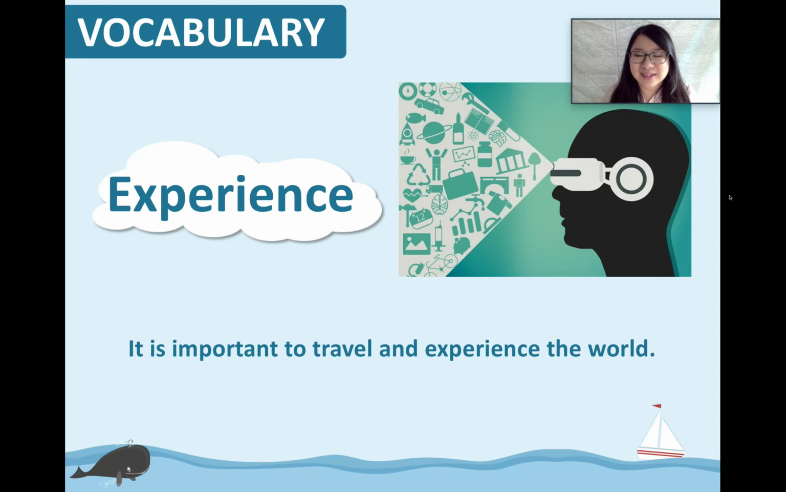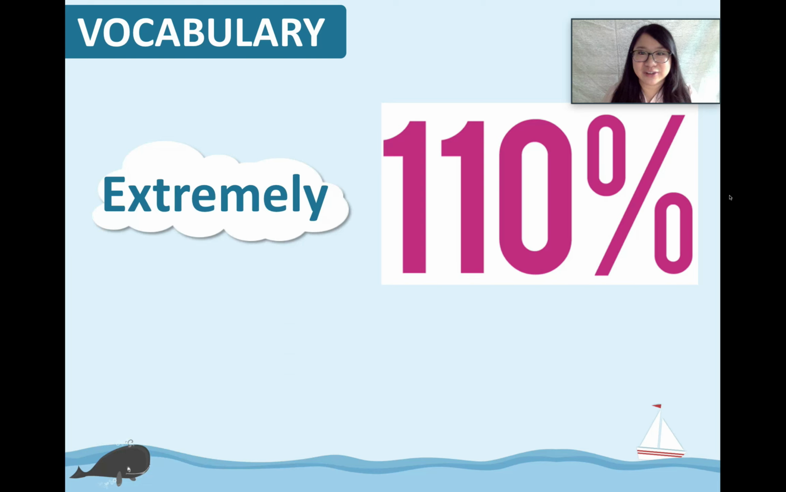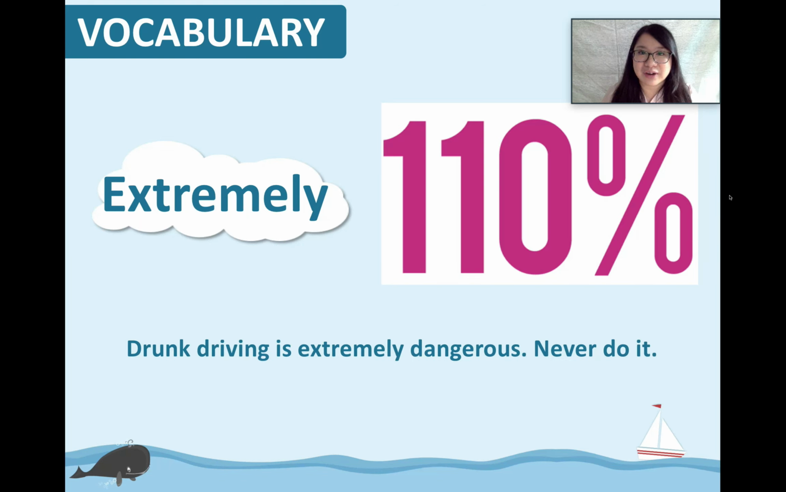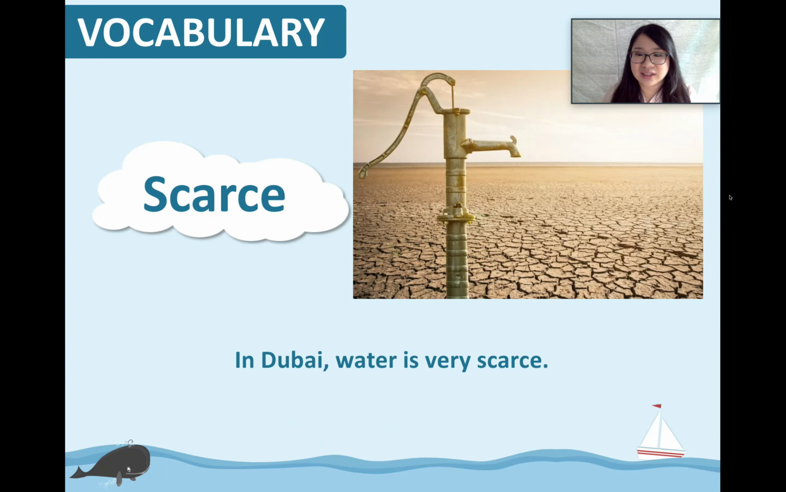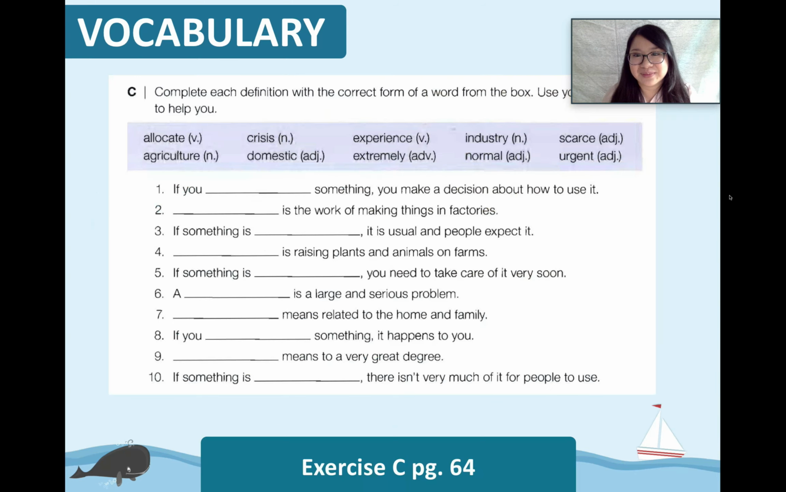Experience. It is important to travel and experience the world. Extremely. Drunk driving is extremely dangerous. Never do it. Scarce. In Dubai, water is very scarce. Okay, now let's go to our first exercise in your book. You need to fill in the gap using the vocabulary words that we just learned. When you come back, we'll check your answers.